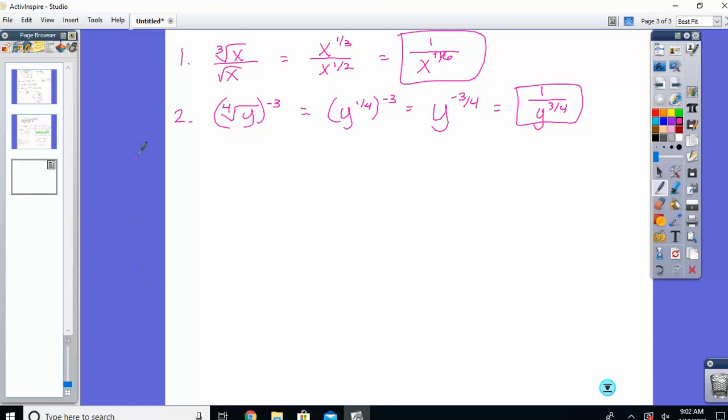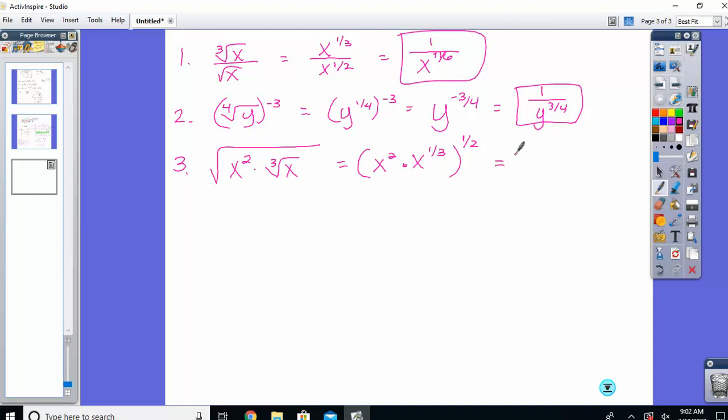Okay, number 3. We have the square root of x squared times the cube root of x. So starting on the outside, there is a square root, which is what kind of power? Inside we have an x squared times a cube root of x, which is x to the 1/3.